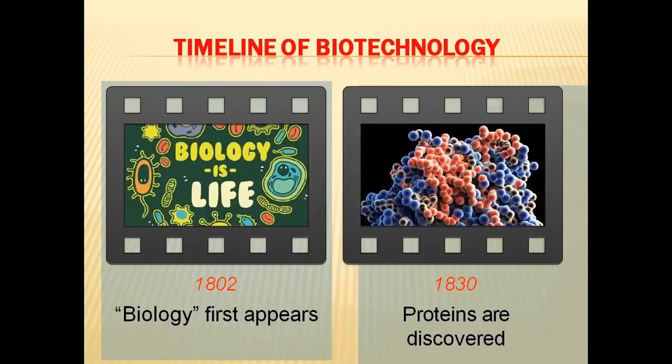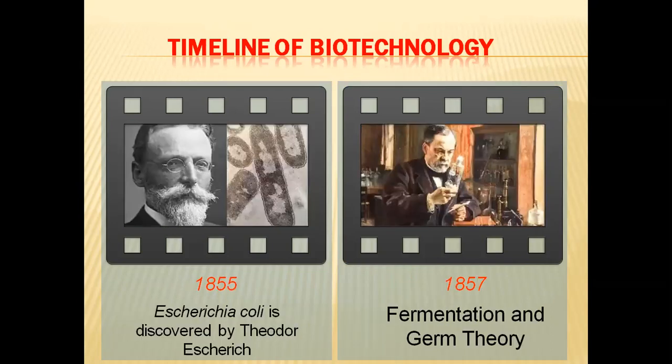And in 1802, the biology branch was created by scientists. And in 1830, proteins were discovered. In 1855, Escherichia coli was discovered by Theodor Escherich. And in 1857, fermentation was discovered and germ theory was proposed by Louis Pasteur.